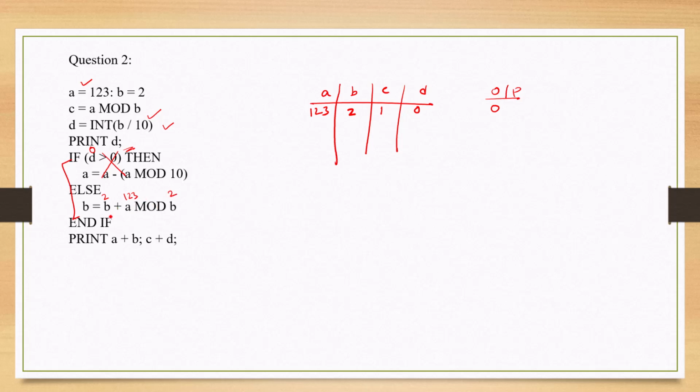First do the mod, okay, then do the addition. So 123 mod 2, if you see, it will be 1. I said before also. 1 plus the 2 which is there, that is 1 plus 2, 3. So B's value will change to 3.